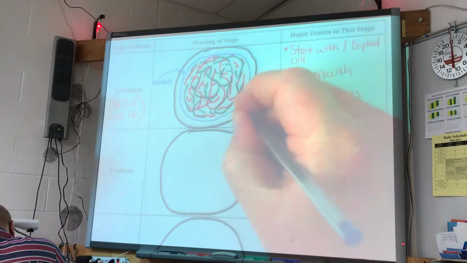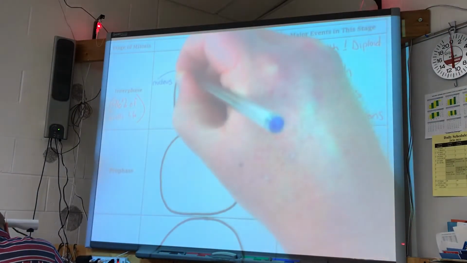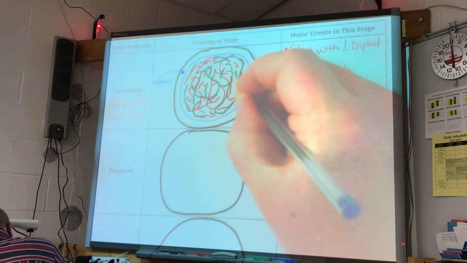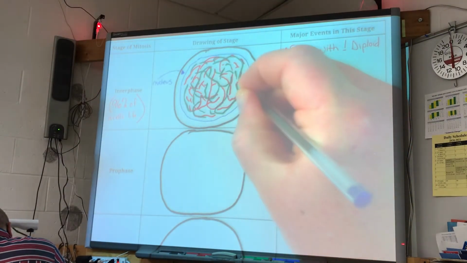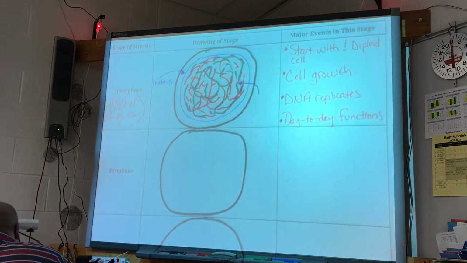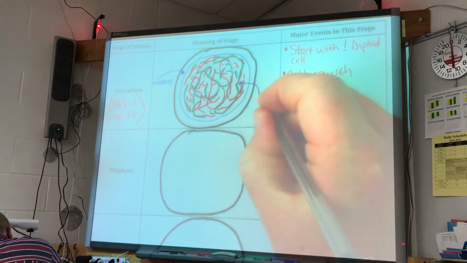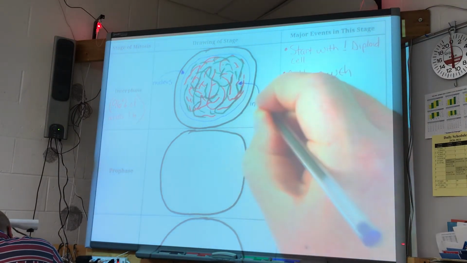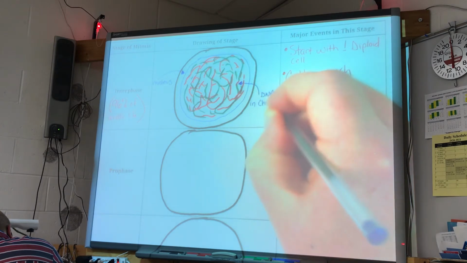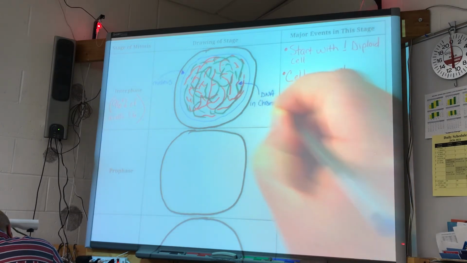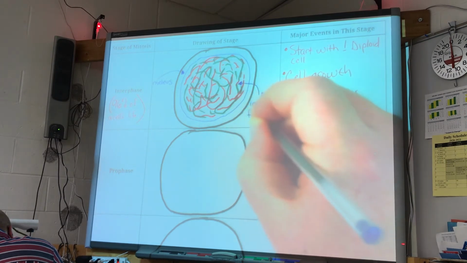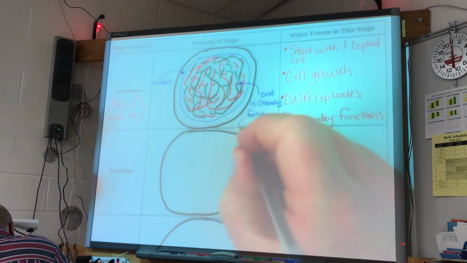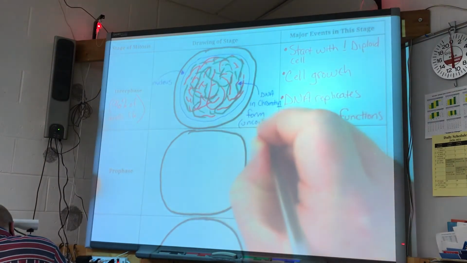Okay, so we start with key major events. We start with one diploid cell. During that cell's interphase, it's going to grow. The DNA is going to replicate, and it is going to do its day-to-day functions. That squiggly bowl full of spaghetti, we want you to know that the DNA is in chromatin form. Not chromosome, it's in chromatin form. And chromatin is when your DNA is uncoiled.